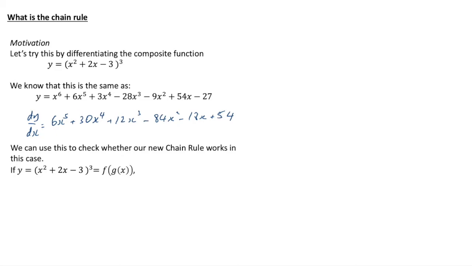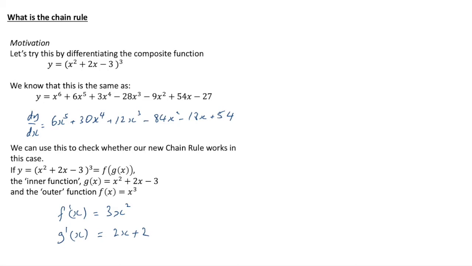Well, if that function is f of g of x, then our inner function, the g of x, is x squared plus 2x minus 3, and the outer function is f of x equals x cubed. So when we differentiate them, f dashed of x, so x cubed differentiated, is 3x squared, and g dashed, well, x squared plus 2x minus 3 differentiated is just 2x plus 2. Okay, so we're claiming that dy by dx is this g dashed of x times f dashed of g of x. Does it work? Well, let's pop those in.